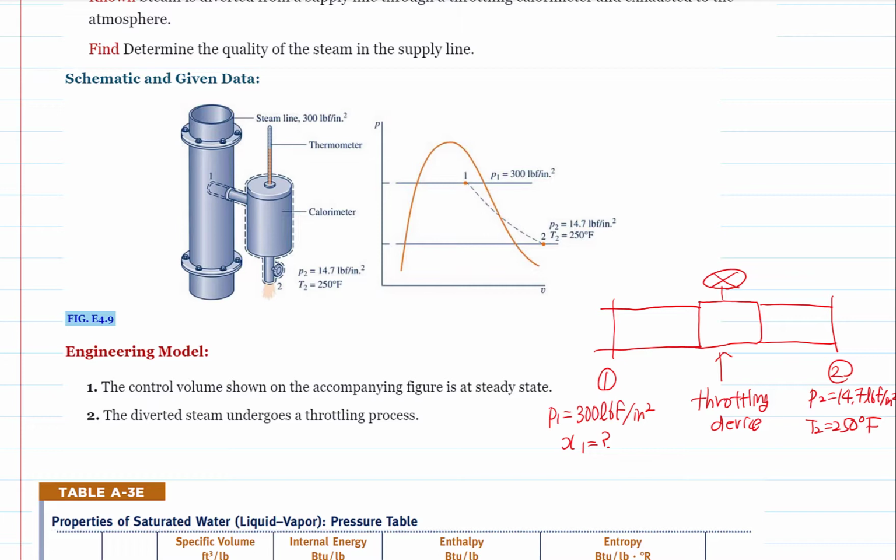Assuming this is an adiabatic process, the potential and kinetic energies are negligible. There is no work involved in the process. So we can simply say that H1 equals H2 across the throttling device. At location 2, pressure and temperature are known, so we can determine H2.